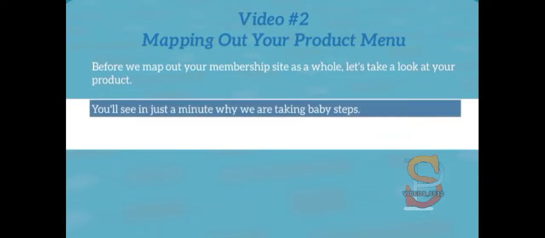Hello and welcome back. This is video number 2, and we're going to talk about mapping out your product menu. The reason why we want to do this is because we want to make sure that we understand what your customers are going to see. So before we map out your whole membership site, let's take a look at your product. And you'll see in just a minute why we are taking baby steps, and we're taking a look at what the people see first before we take a look at the membership site funnel.